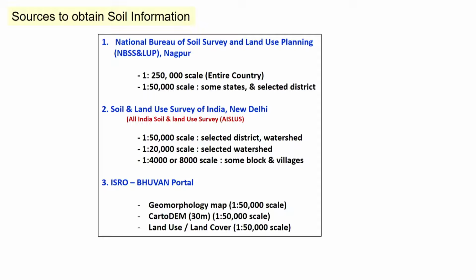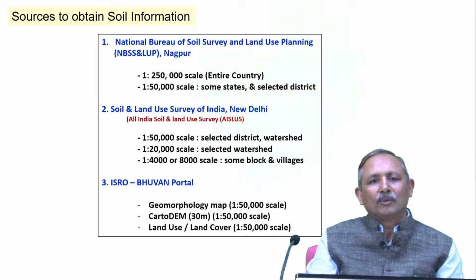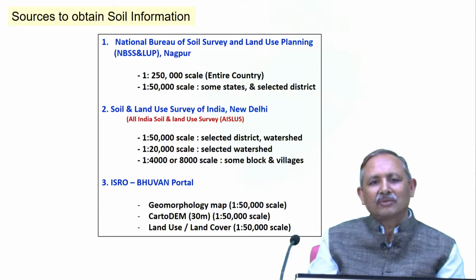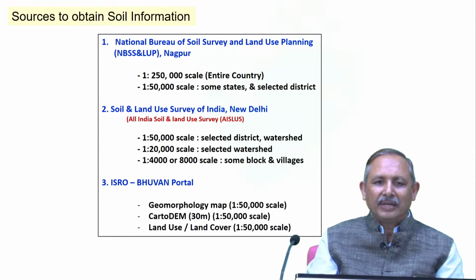Another department of soil mapping is the Soil and Land Use Survey of India, New Delhi. Earlier we used to call it All India Soil and Land Use Survey. It prepared 1 is to 50,000 scale, 20,000 scale, and very detailed 4,000 scale maps. And related information we are also getting from the ISRO Bhuvan portal: geomorphology map at 50,000, digital elevation model at 50,000 scale, land use land cover at 50,000 scale, and also available at 1 is to 10,000 scale for detailed planning.